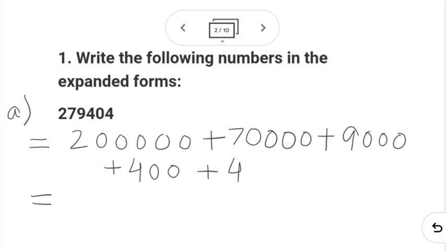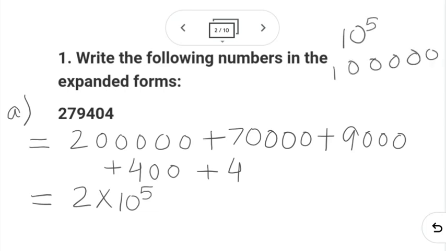In form of exponents, how can we write it? We can write 2 into. Now how many zeros are after 2? There are 5 zeros, so we can write it as 2 into 10 raised to power 5. Because 10 raised to power 5 means we have 5 zeros. We have 1 lakh. So when we multiply 1 lakh with 2, we will get 2 lakh.